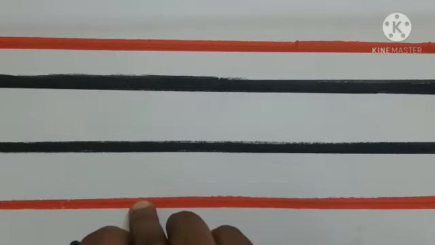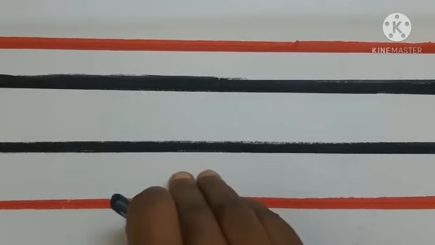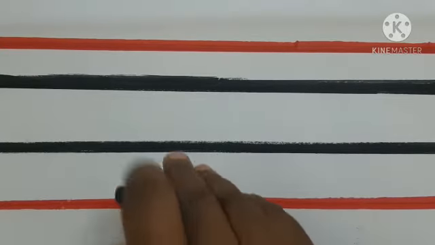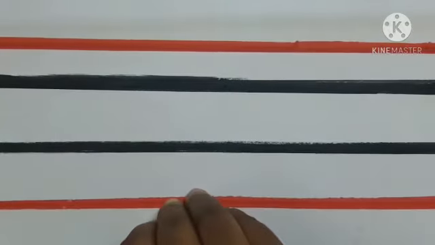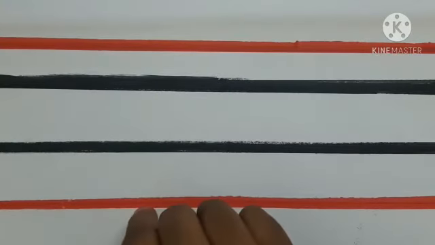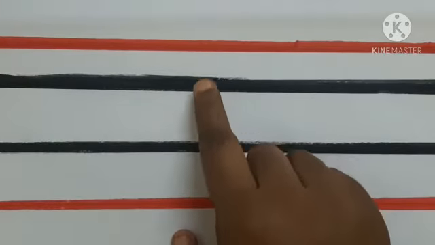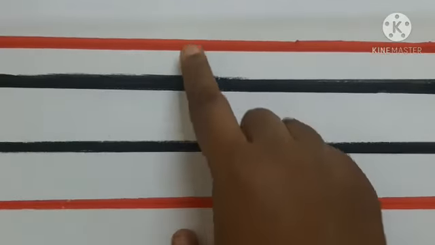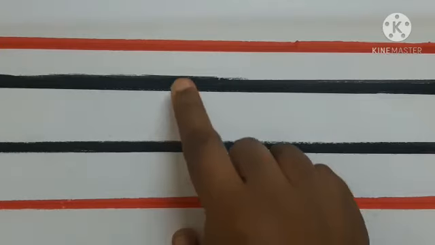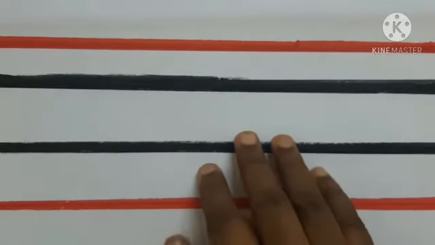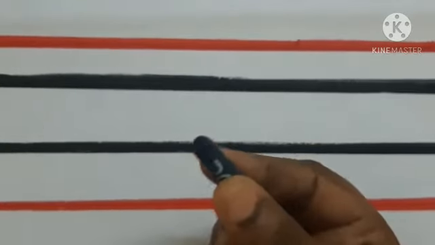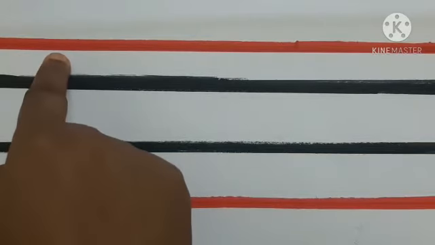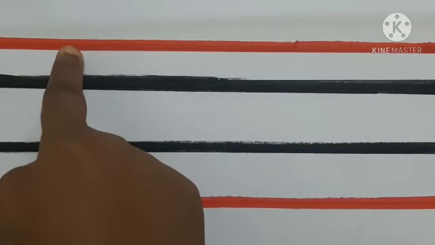Look here, children. In CW, which book is that? It is the four rule book. How many lines are there here, children? 1, 2, 3, 4. Four lines. Here we have two red lines and two black lines. Always we start from the first red line.